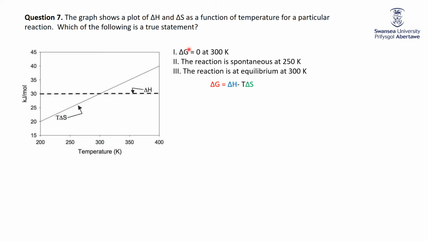Well, what we're plotting here is delta H and delta S as a function of temperature. So temperature going along that way, energy going up here. Here's delta H, it's 30 kilojoules per mole. It's an endothermic reaction, okay? And it's a constant with temperature because that's the assumption that we make at A level, although you can look at the thermochemistry extension topics to see how that's not quite true.